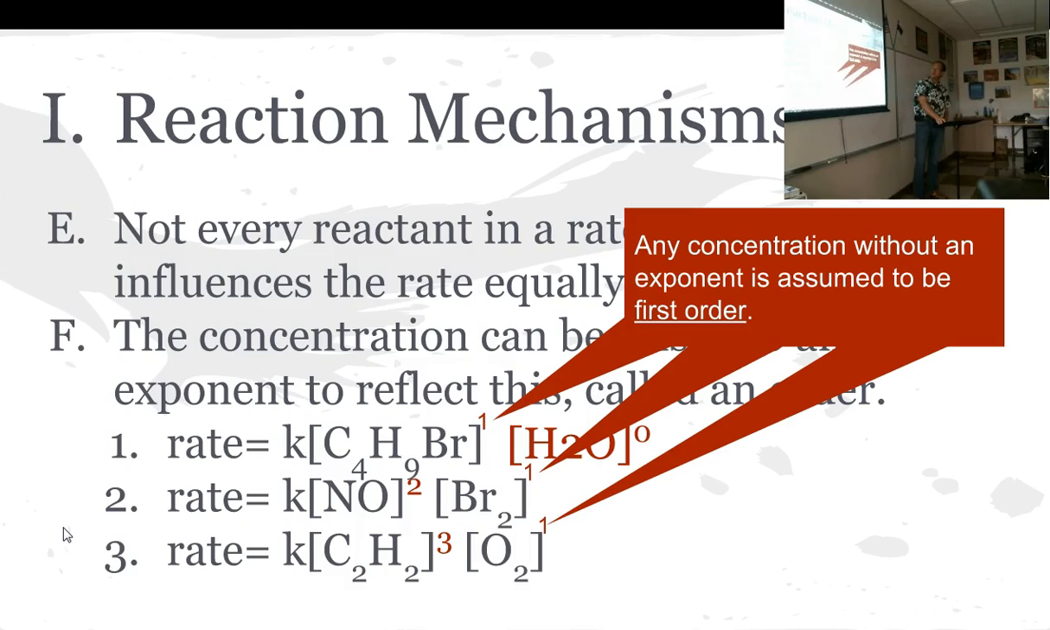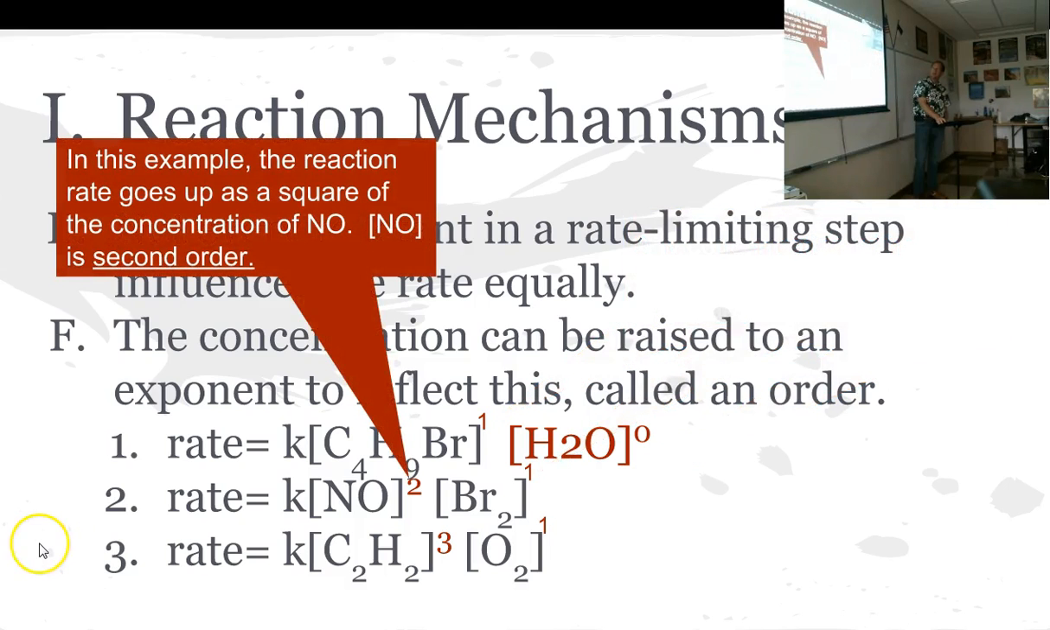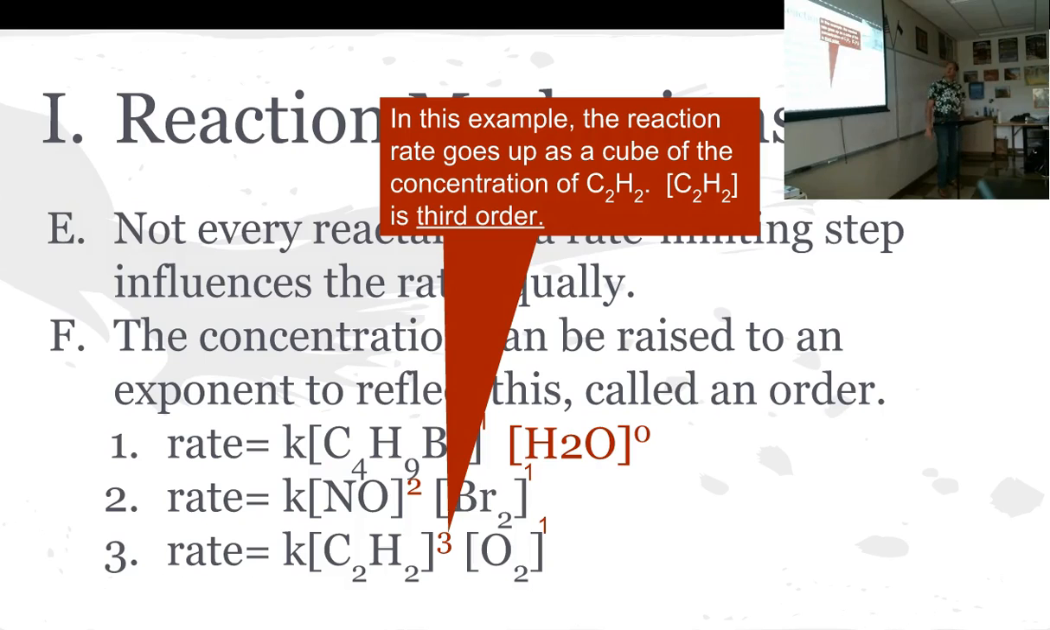Oh, we already said any concentration without an exponent is assumed to be first order, right? It's all assumed to be 1. And if the reaction goes up as a square of the concentration of nitrous oxide, then you can call it a second order. And then again, you could logically determine here in this third example, the reaction rate goes up as a cube of the concentration of methane. Just kidding. What is that? Ethene. There you go. But this would be a third order.